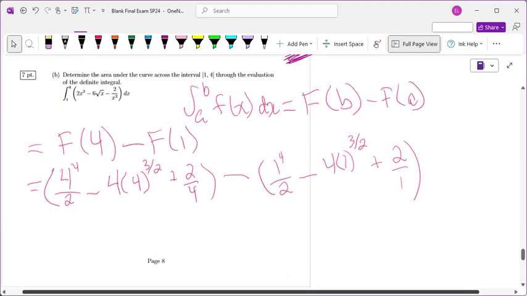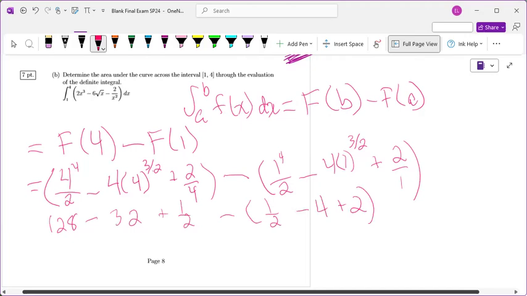Now, here, I'm okay if the next step is just number crunch, here's the answer. 4 to the 4th is 256, so half of that is 128. Minus square root of 4 is 2, 2 cubed is 8, 8 times 4 is 32. Plus a half, minus a half, minus 4 plus 2. All right, so this is 96 plus 4 minus 2, so it is 98. Because the positive 1/2 minus the 1/2 we got at the front of F of 1 would cancel each other out.